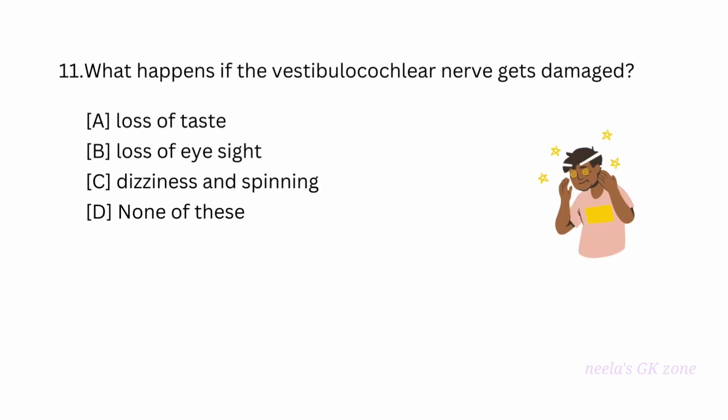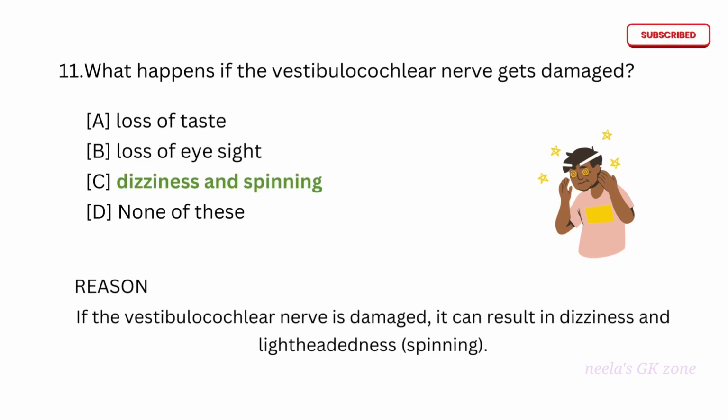What happens if the vestibulocochlear nerve gets damaged? Loss of taste, loss of eyesight, dizziness and spinning, and none of these. And the answer is dizziness and spinning. Reason: if the vestibulocochlear nerve is damaged, it can result in dizziness and lightheadedness, spinning.